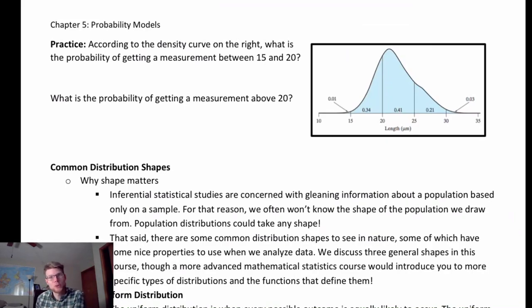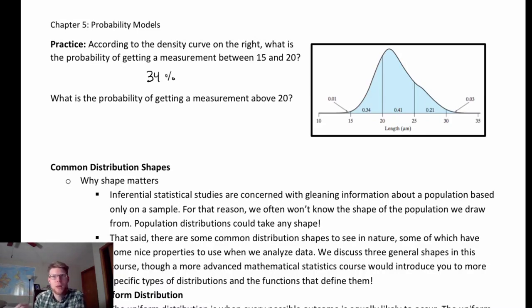So the extent to which we'll practice that is with an example like this, where on the right we see a density curve, and we can see within different ranges the area under the curve that's within those ranges. So according to the density curve on the right, what is the probability of getting a measurement between 15 and 20? So I would just look over here, and I would notice that between 15 and 20, about 34% of the data appears to be in that range. So I'm going to say 34%.